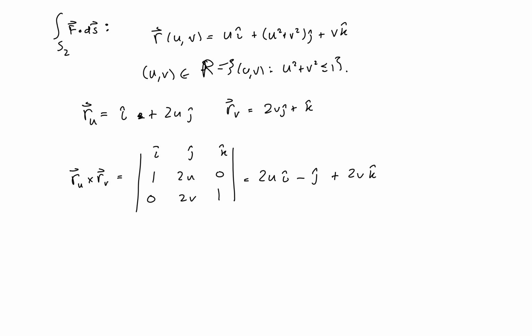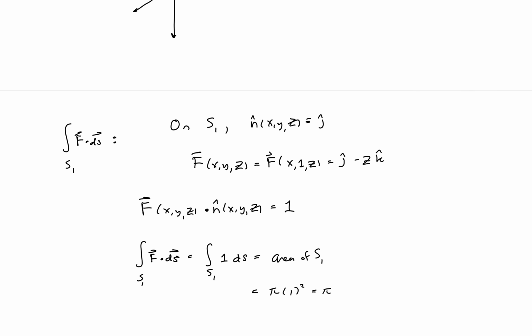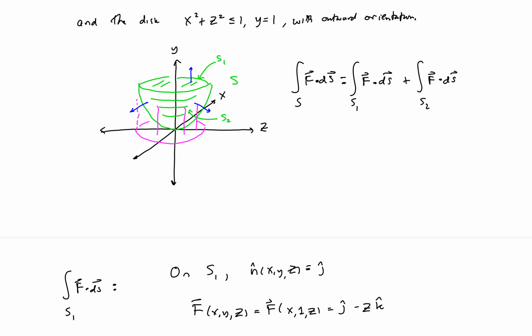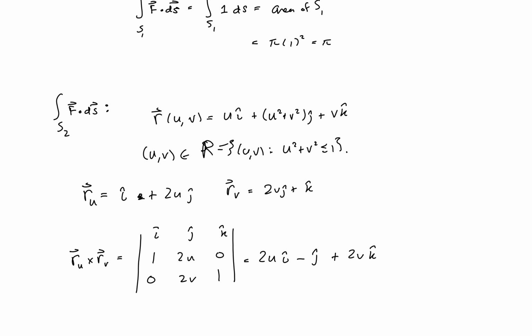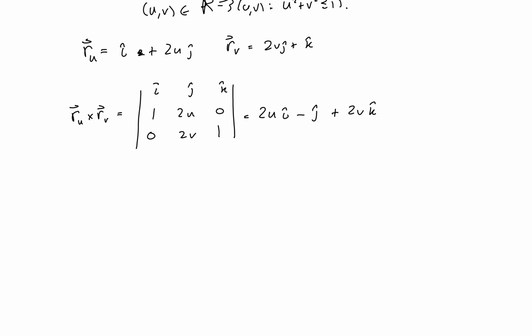And so if we look at this, notice that the j component here is negative, which makes sense because for our orientation of the surface, we should be going towards the negative part of the y-axis. So this is the correct orientation, so we can stick with that one. And then we also need to evaluate our vector field on our parameterization. This is going to give me u squared plus v squared j minus v k.